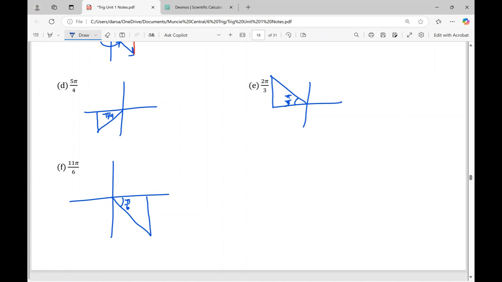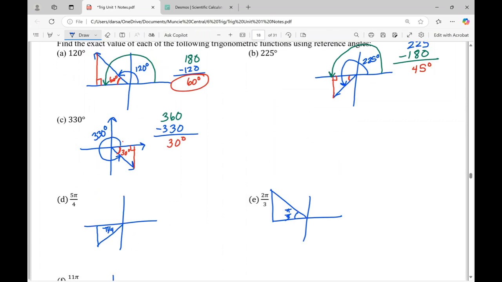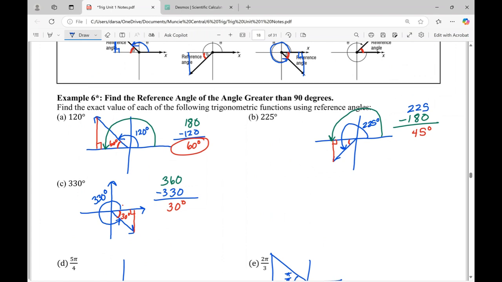So the radian ones are actually a little bit easier to think about in terms of their reference angle, as opposed to the ones in degrees, where we really need to be thinking, okay, should I add 360 or should I subtract it from 360? Should I subtract it from 180 or should I subtract 180 from it? You have to think a little bit more on those.